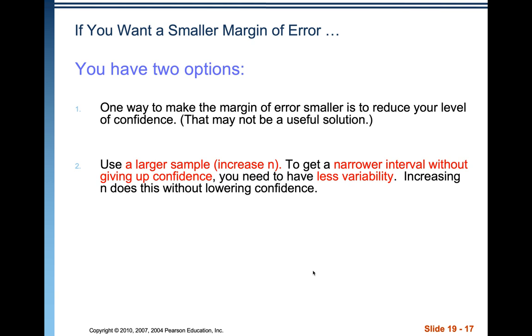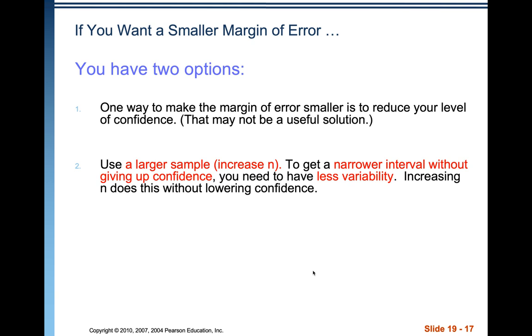Okay, if you want a smaller margin of error, you have two options. One way to make the margin of error smaller is to reduce your level of confidence, but that may not be a useful solution. You may need a certain level of confidence. The second one is to use a larger sample, increase n. To get a narrower interval without giving up confidence, you need to have less variability. Increasing n does this without lowering confidence.